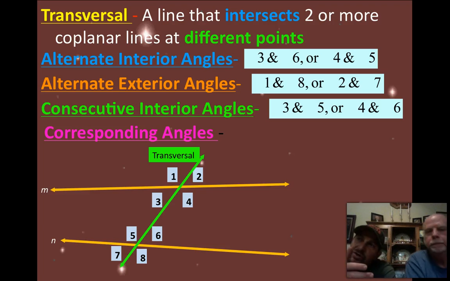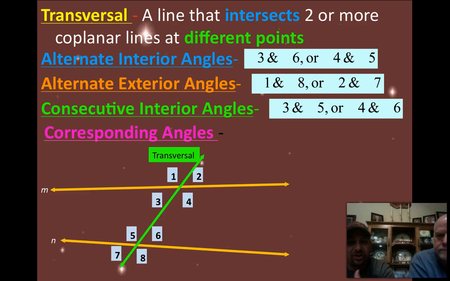If I could give you an idea here, it's kind of like four corners of a street. If you look at angle 1, it's on the northwest corner of the street. Angle 2 is on the northeast corner. Angle 4 is on the southeast corner, and angle 3 is on the southwest corner of that street, where line M and the transversal meet. Then if you go down to the bottom, angle 5 is in the northwest corner of that part. Angle 6 is on the northeast corner. Angle 8 is on the southeast, and angle 7 is on the southwest.